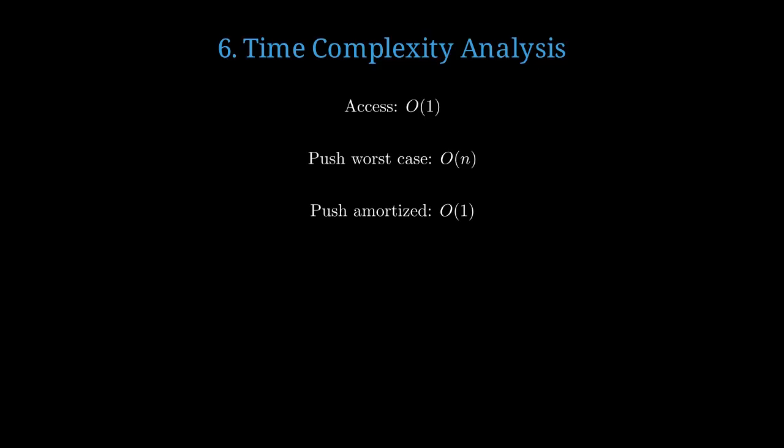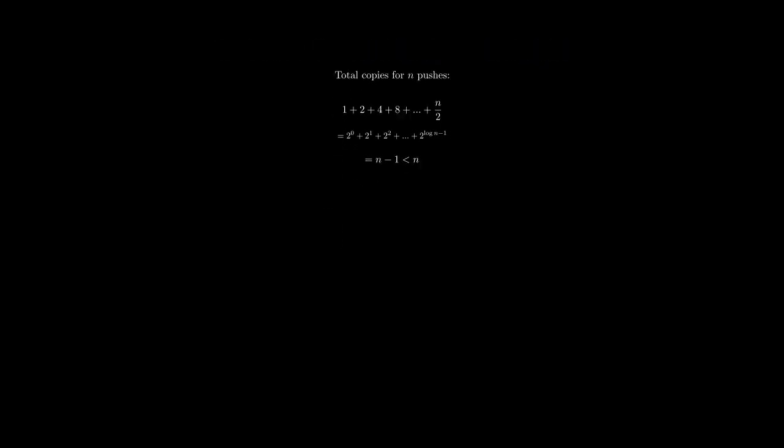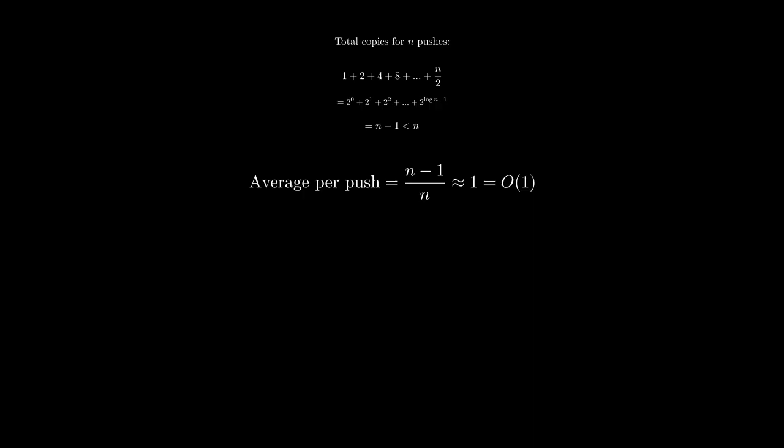Let's analyze the time complexity of vector operations mathematically. Accessing an element by index is constant time, just like regular arrays. In the worst case, push takes linear time when we must copy all n elements during growth. But amortized over many pushes, each push takes constant time on average. The total copies for n pushes is the geometric series 1 plus 2 plus 4 plus 8, which sums to n-1, less than n. Dividing by n pushes gives average of 1 copy per push, which is constant time.